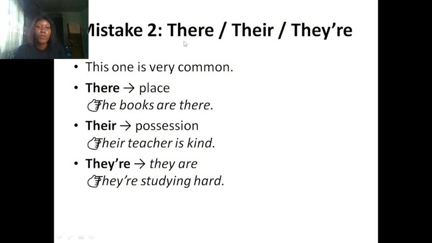If you are trying to write to show place, you should not use this word. So know the way each of them is used, so you won't misuse them again. Let's move on to the next mistake.